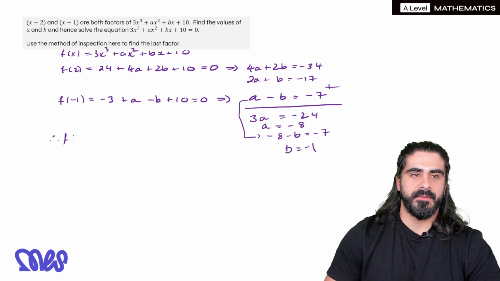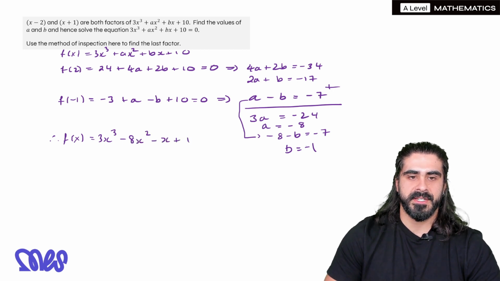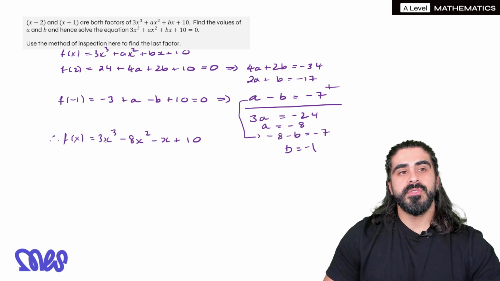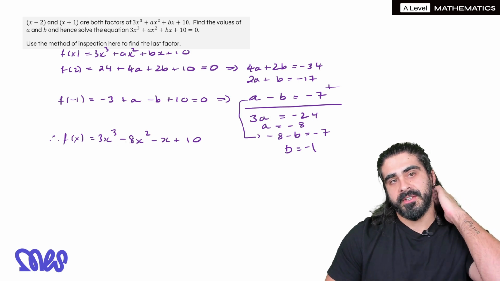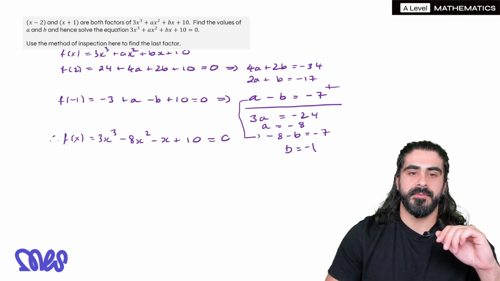So our cubic f of x is 3x cubed minus 8x squared minus x plus 10. Use the method of inspection to find the last factor. So we want to solve this equals 0.